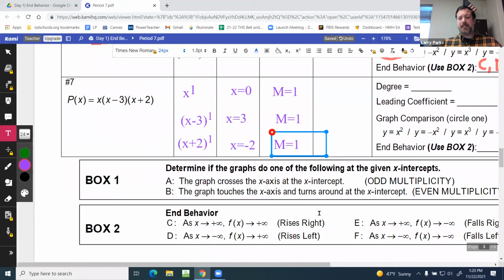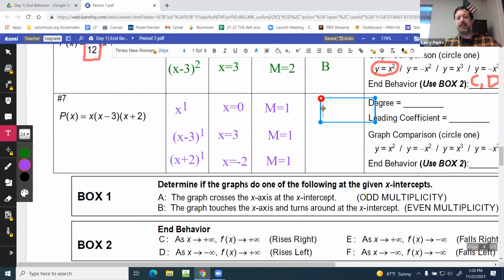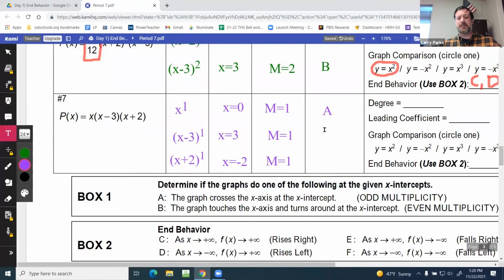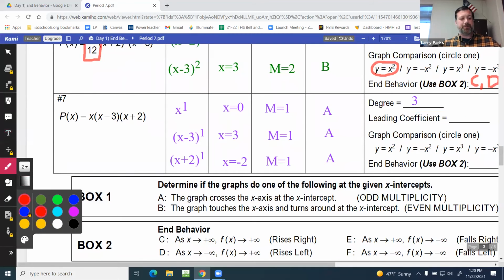And when the multiplicity is odd, we would say A. The graph crosses the x-axis at the x-intercept. So I'd say A, or all multiplicity 1. Now what's the degree? 1 plus 1 plus 1 is 3. What's the leading coefficient? Well, there's no number here, so it must be a 1.